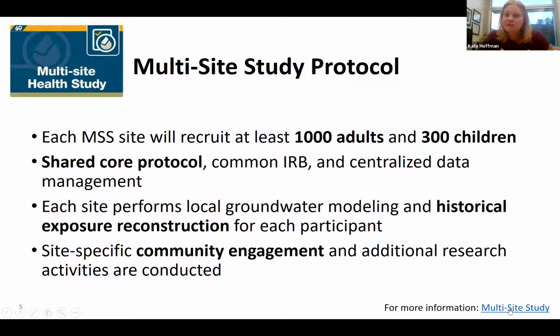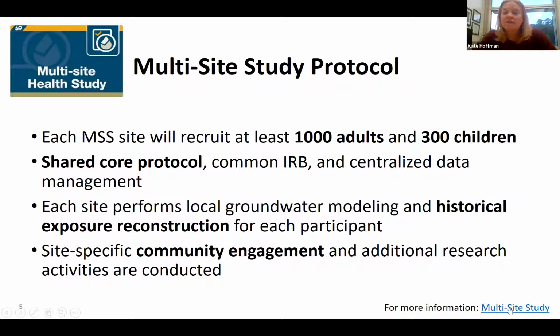To ensure that the data can be shared across sites, they all will use a common core protocol, as well as a common IRB and a centralized data management team. So the same questions and same tools are being used at every site. Each site is going to perform groundwater modeling and exposure reconstruction for all their participants. And this is actually one area that they've made progress in over the last couple of years, while they're waiting to do those in-person study visits. A lot of sites have made progress in this area.